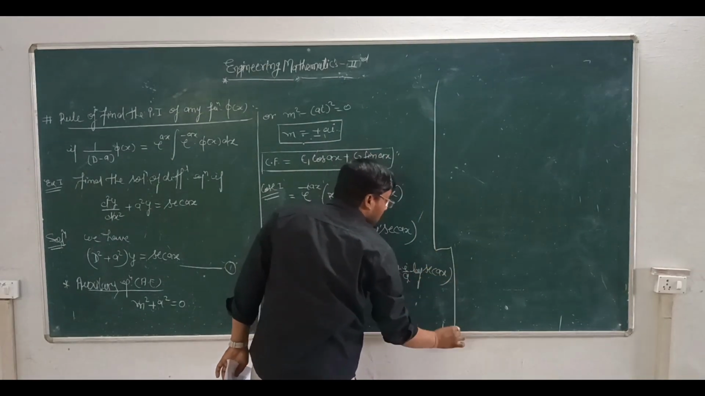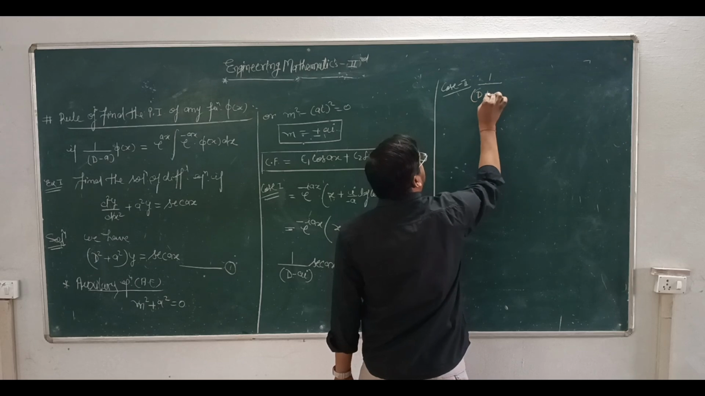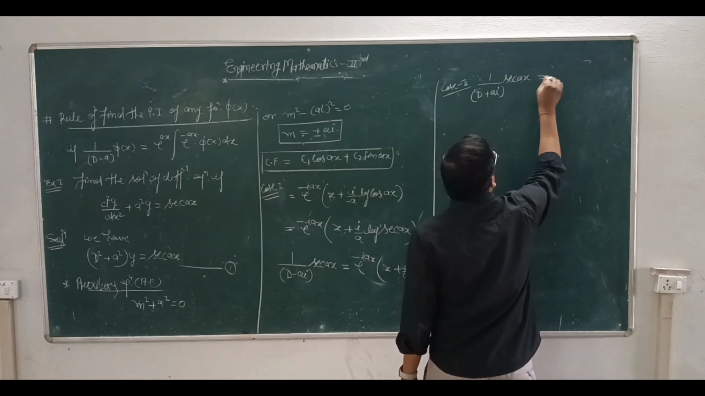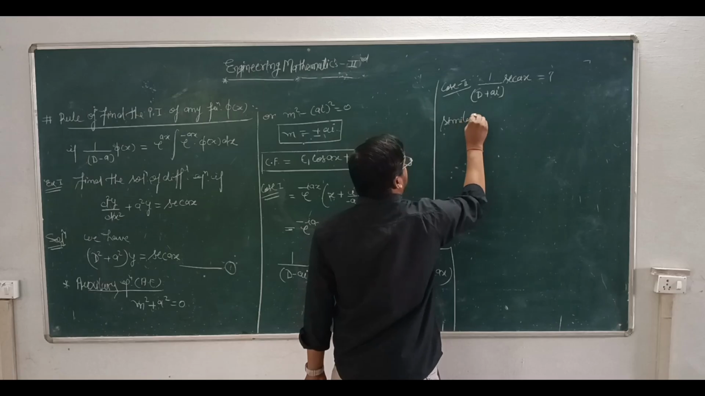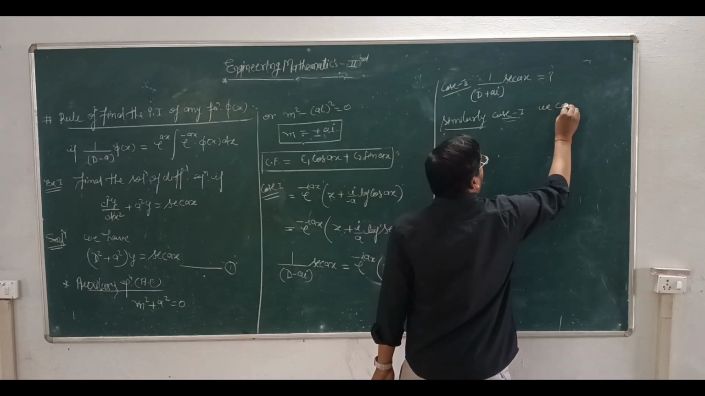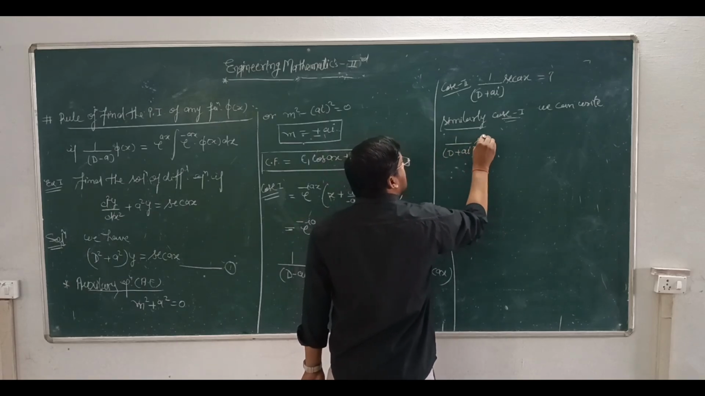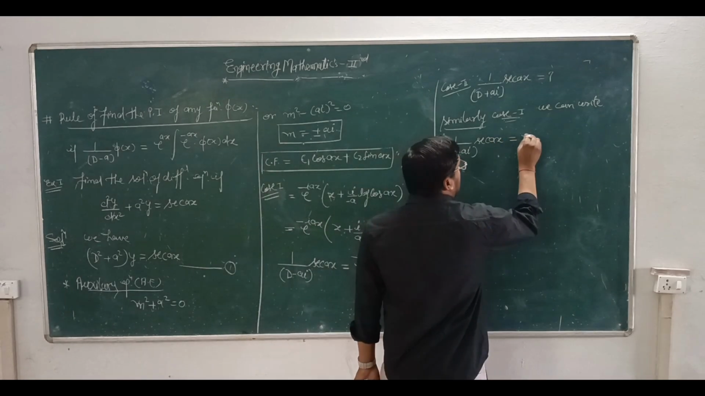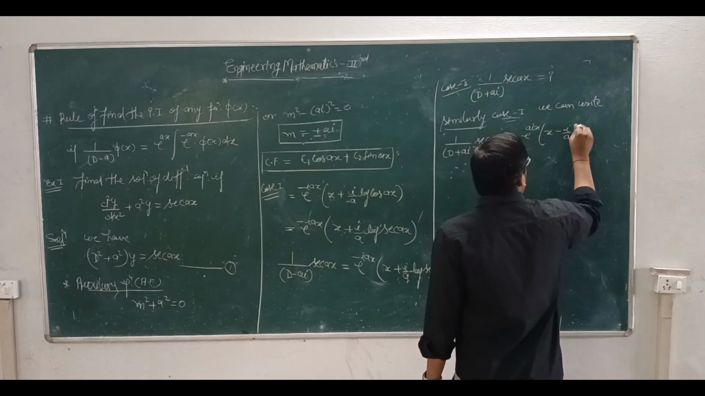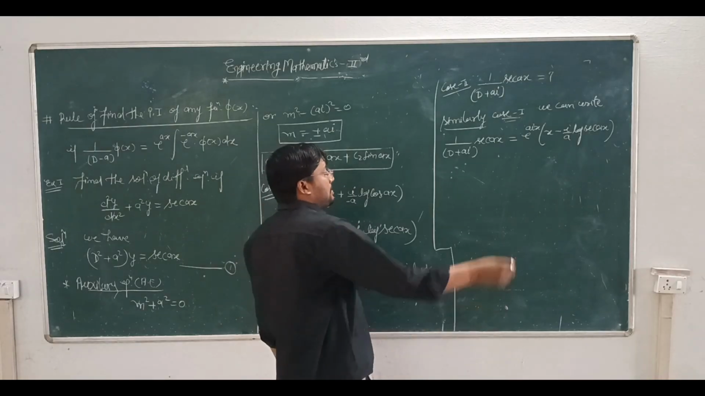Now similarly, case number second, find the value of 1 upon D plus ai sec ax is equal to, similarly we can write 1 upon D plus ai sec ax is equal to e to the power iax bracket x minus i upon a log sec ax.